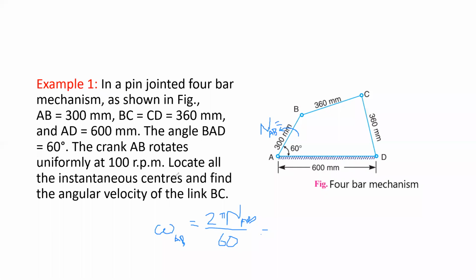Now what it says, that locate all the ICRs and find the angular velocity of link BC. So when it will rotate, it will also turn. Okay. And what will be the rotating or turning velocity? That is angular velocity of link BC we have to find out. Omega of BC. This is the problem. So you write down what is given data, and given data is RPM of AB. From there you will find out the omega AB. Okay, it is your first step.